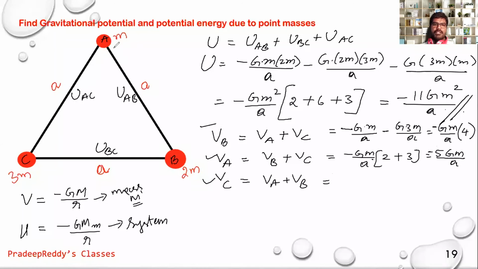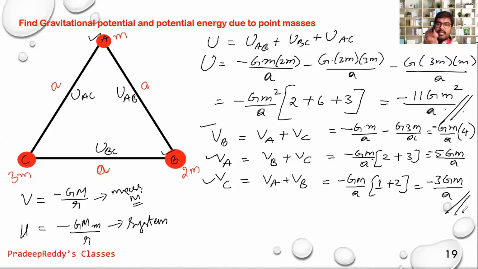Likewise, potential at position C will be equal to potential due to A and potential due to B. So it is minus GM divided by A into, at A mass is 1M and at B mass is 2M. So this is minus 3 GM divided by A.